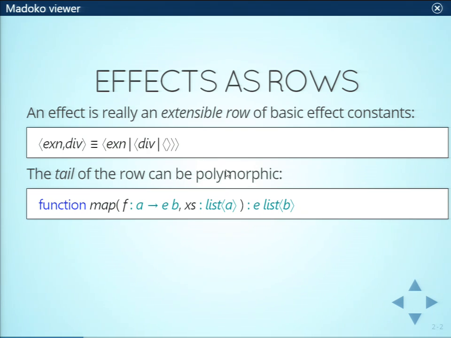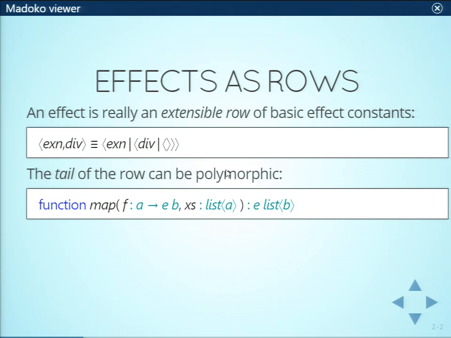And the way the inference works is that all the effects are based on row polymorphism, and it works really well with unification. All the effects are really extensible rows of basic effect constants. Sometimes I shorten it with a little comma. So I say, the exception and divergence effect. It's really exception extending a row with divergence extending the empty row. But it's not super important.